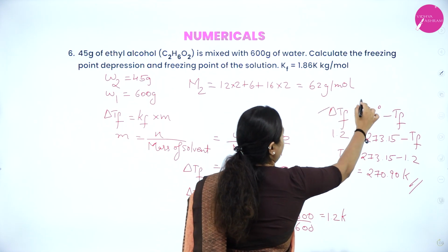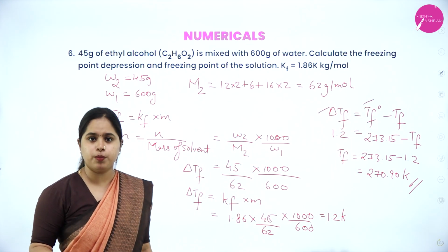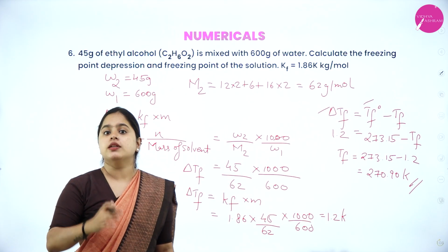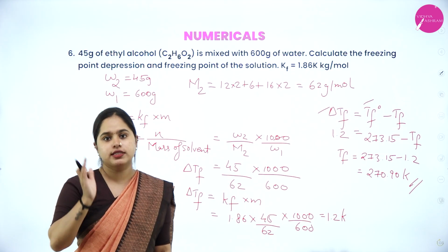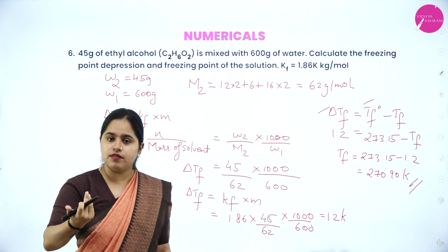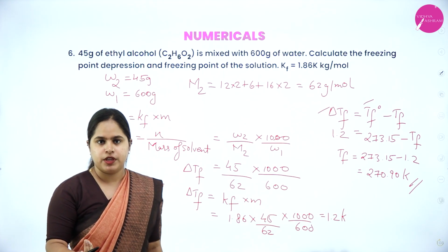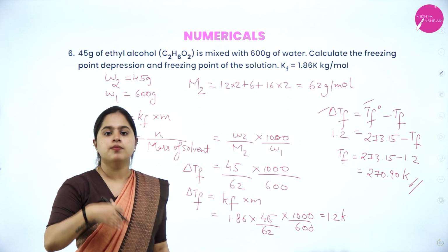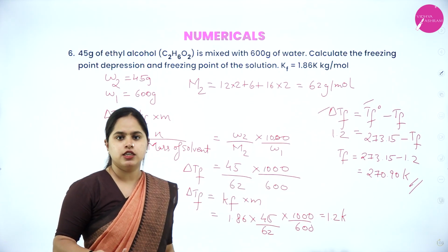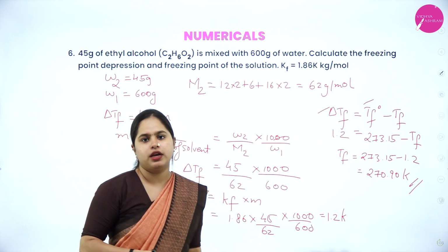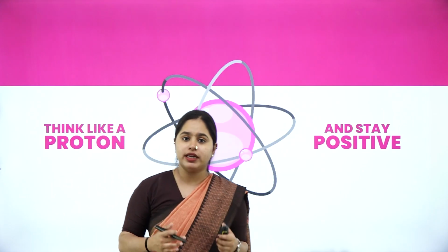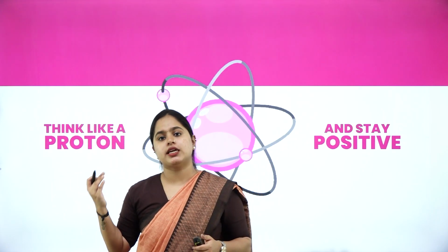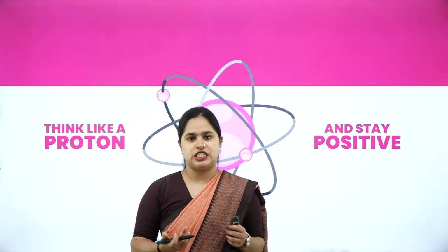We know delta Tf and we know Tf naught as well, that is for the pure solvent, water. What is the freezing point? 0 degrees Celsius, so in Kelvin it is 273.15. When we take it to the other side, we get Tf, the freezing point of the solution, as 270.90 Kelvin. I hope the colligative properties and the numericals that we discussed in this session are clear for you.